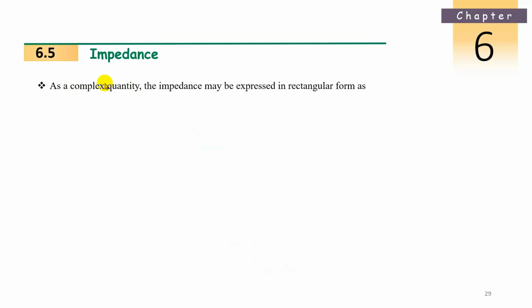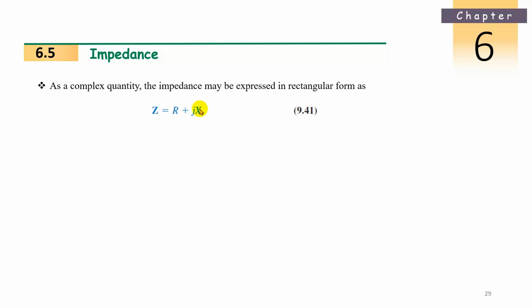Now, as a complex quantity, the impedance may be expressed in rectangular form. So if we are expressing impedance in rectangular form, how will it be? Phasor means three items you have to keep in mind: rectangular, polar, and exponential. First we will express the phasor of the impedance in rectangular form. So Z can always be written as R plus jX.